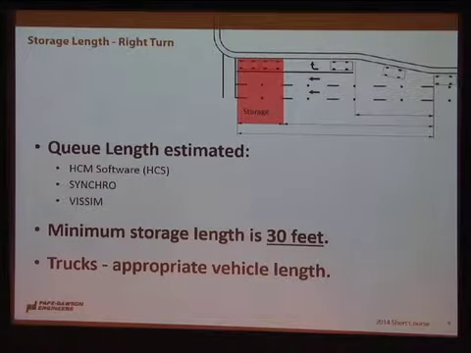Minimum storage length on a right turn, of course, is 30 feet. That's basically enough to store one vehicle. We assume a car is 25 feet, so that's 25 feet plus another 5 feet. If you're using trucks, let's say you're designing a turn lane to feed into a major distribution center that receives only trucks, you'd want to consider a more appropriate design vehicle when you're looking at that storage length.